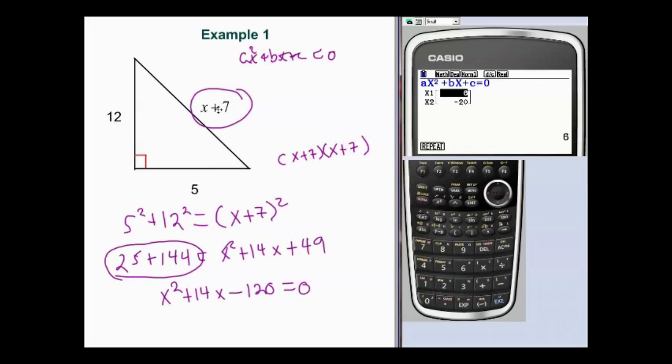This negative 20, we're not going to have a negative 20 here because that would not make sense. This can't be a negative length. Negative 20 meters or feet do not make sense. X is going to equal 6. And that's exactly where we're at. We're going to write x is equal to 6. And this side is 13.